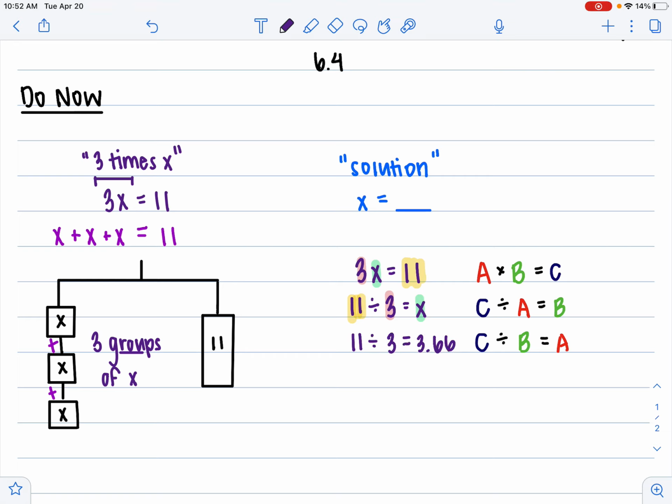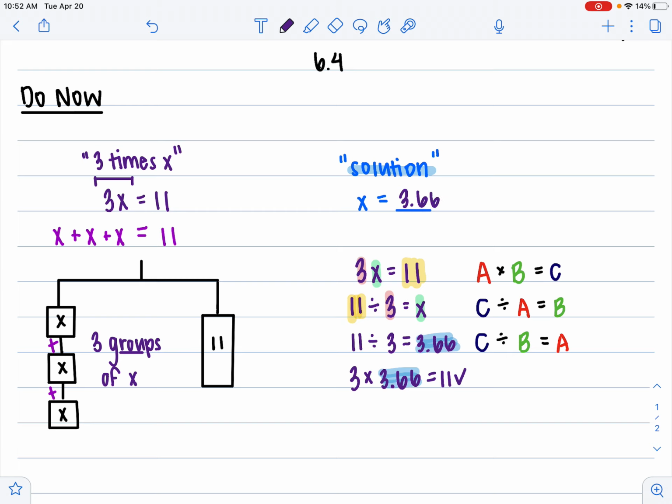And it's always helpful to check your work. What is 3.66 times 3? Well, that equals 11. So I know that I have the correct value for x here, 3.33. And so I can come back up to my solution. And I know that x is equal to 3.33.